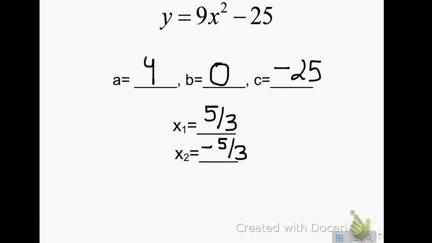So since these are not imaginary, you know you have x-intercepts. And that's all it is to using the calculator.